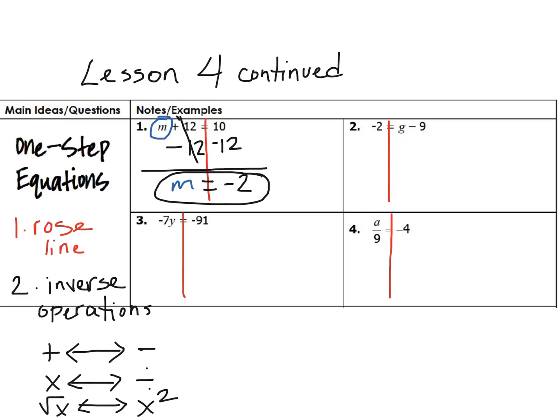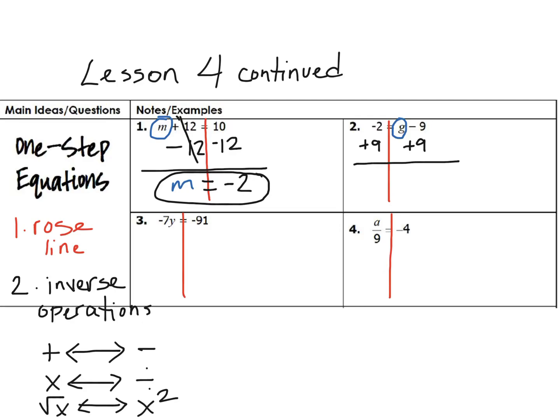Let's look at example number 2. I'm going to identify where the variable term is, and in this case it's on the right-hand side. I am going to do the inverse operation of the number next to the variable g. The inverse of subtracting 9 is adding 9, and I'm going to do that to both sides.